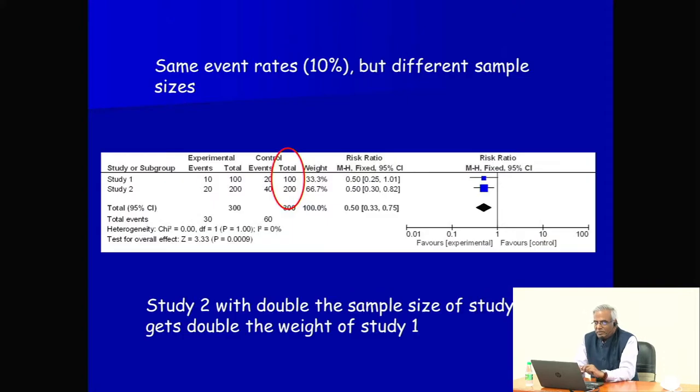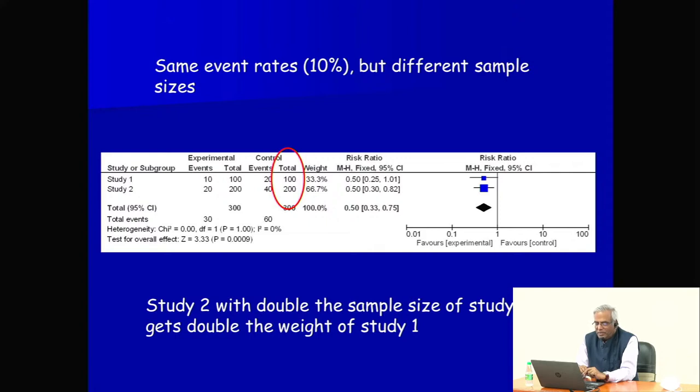So, for example, this is done in RevMan, and those who are now used to it will know that there is an experimental arm and a control arm. The total number of people in the experimental arm is 100 in study 1, and 100 in control. In study 2, the number of people is 200 in experimental, 200 in control.